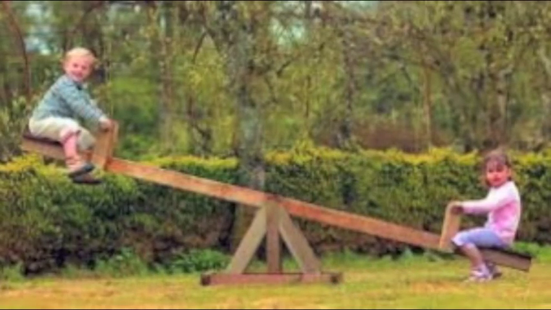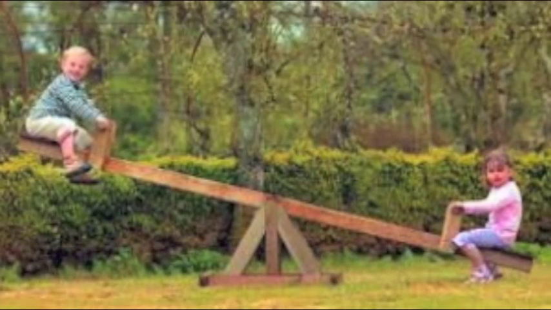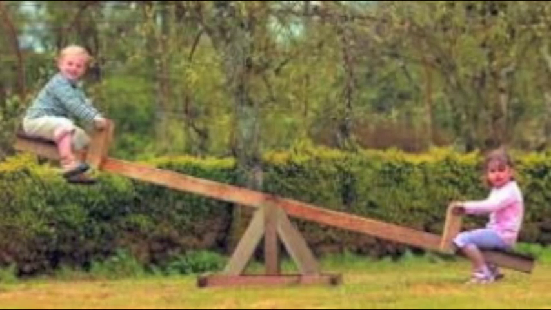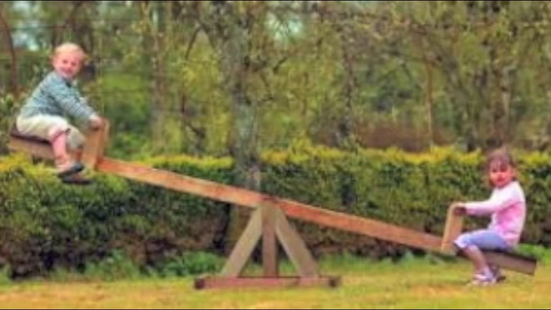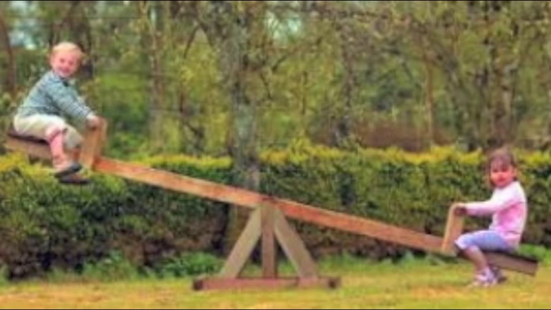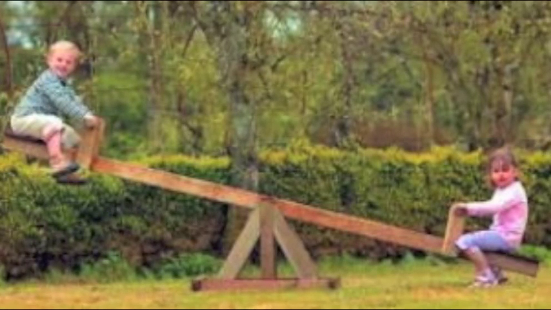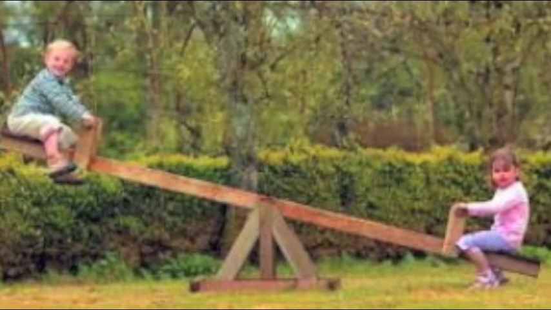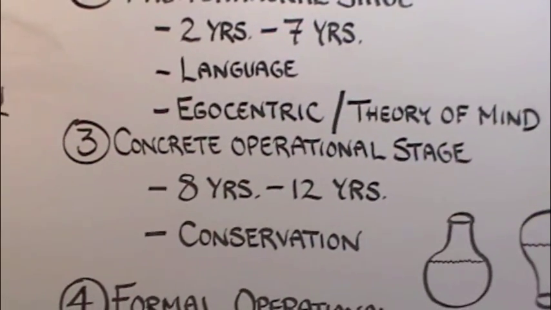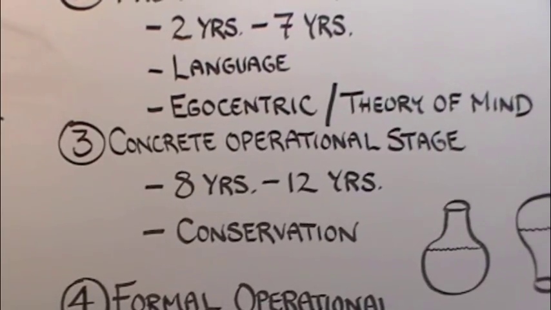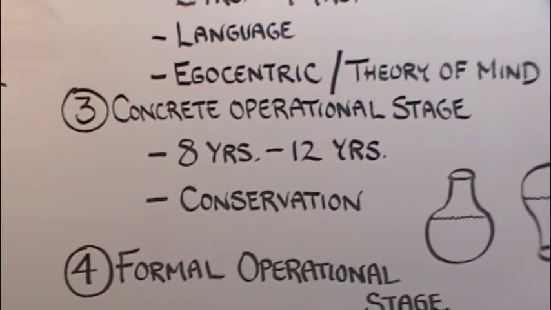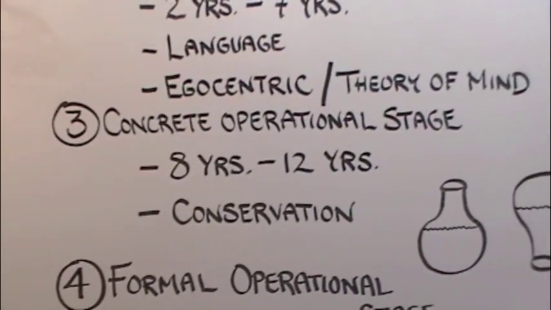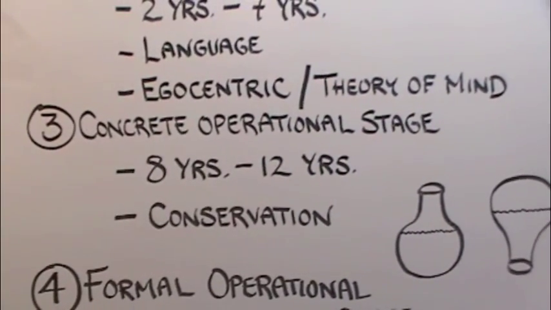As a second example, imagine 2 children on a seesaw. The girl in the pink sees an ice cream truck and decides to get up and run away. She's completely egocentric and has no idea the jeopardy that will put the little boy in. The third stage is the concrete operational stage. The concrete operational stage takes place between the ages of 8 and 12 years of age.